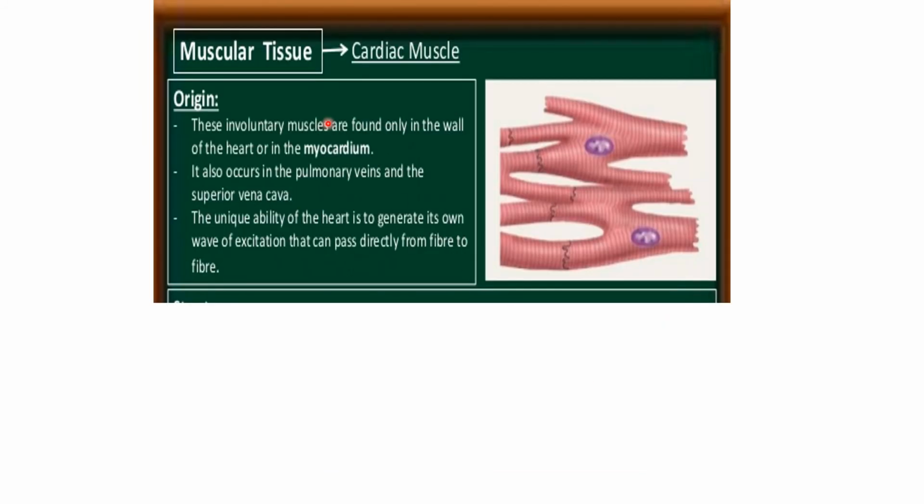The third type is cardiac muscle. They are found in the walls of the heart, or myocardium. They are also present in the pulmonary vein and superior vena cava. They have the unique ability to generate their own wave of excitation that passes directly from fiber to fiber. These are the cells which are present. This is the junction between the two cells, and this is the nucleus, and they are branched.